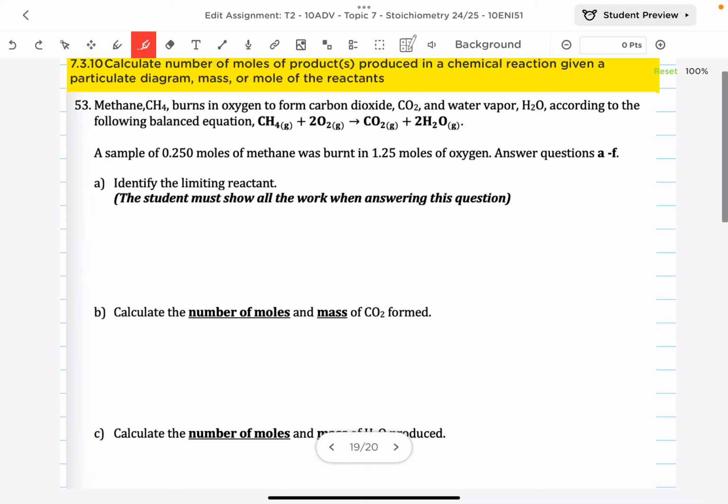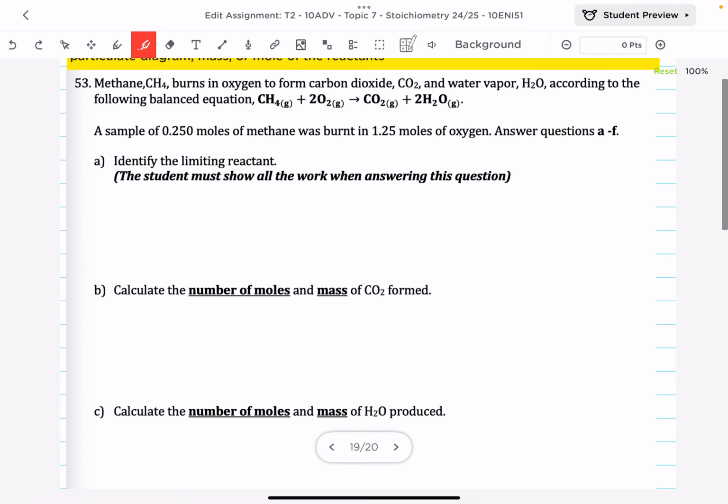I will explain to you how to solve these stoichiometric questions. So let's first begin by reading the question. Methane, CH4, burns in oxygen to form carbon dioxide, CO2, and water vapor, H2O, according to the following balanced equation. And here's the equation.